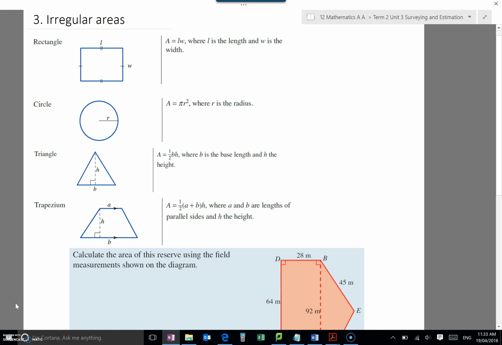Purpose of this lesson is to show you how to calculate irregular areas. A lot of it you would have probably done in the past, so it's really just a quick review. And just a reminder on the different formulas.